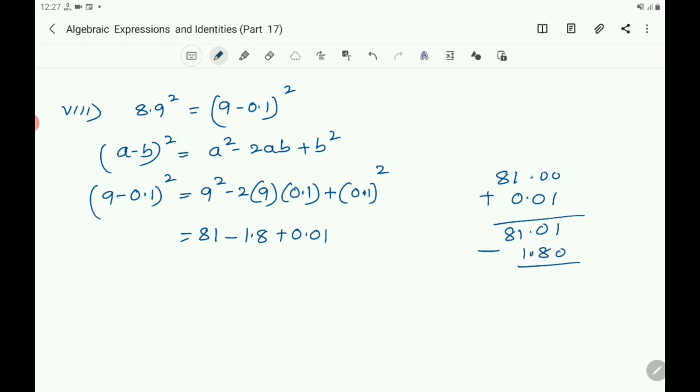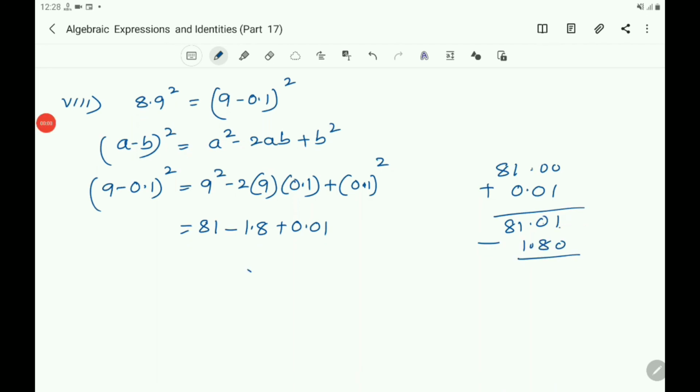So you will get 1 minus 0 is 1, 10 minus 8 is 2, here 0 is remaining, 10 minus 1 is 9, and 7. So you got 8.9 whole square equals 79.21. Then next one, ninth one.